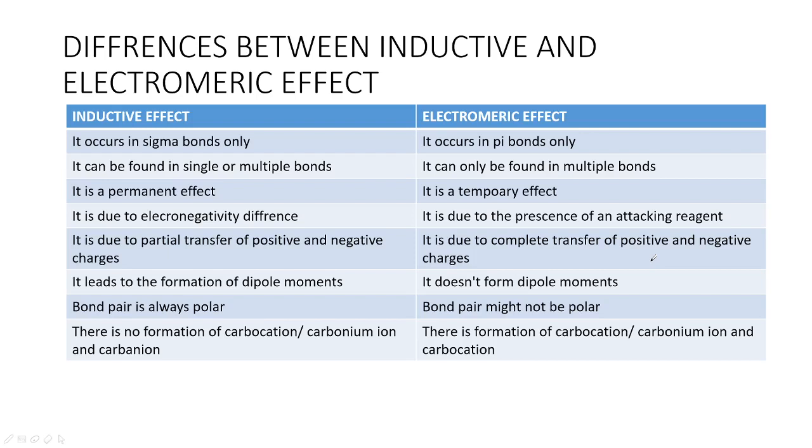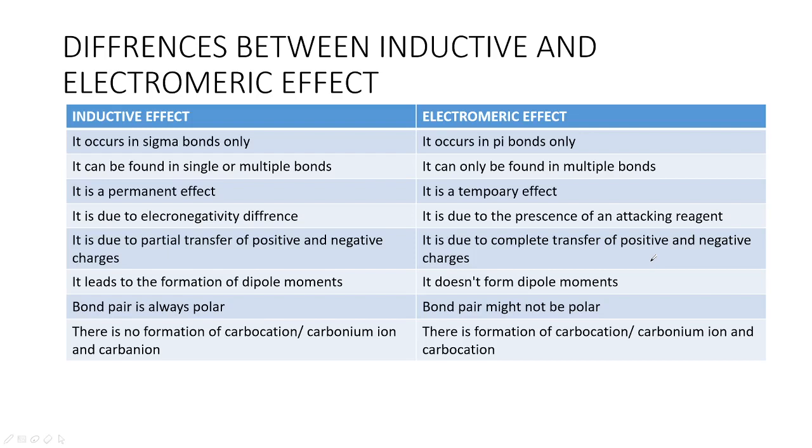difference now. Inductive effect, like I said earlier, occurs in the sigma bond only, while electromeric effect occurs in the pi bond. It never occurs in the sigma bond. That's one of the major differentiations between them. The second thing: inductive effect can be found in single or multiple bonds. Like I said, single bonds and multiple bonds also have sigma bonds.